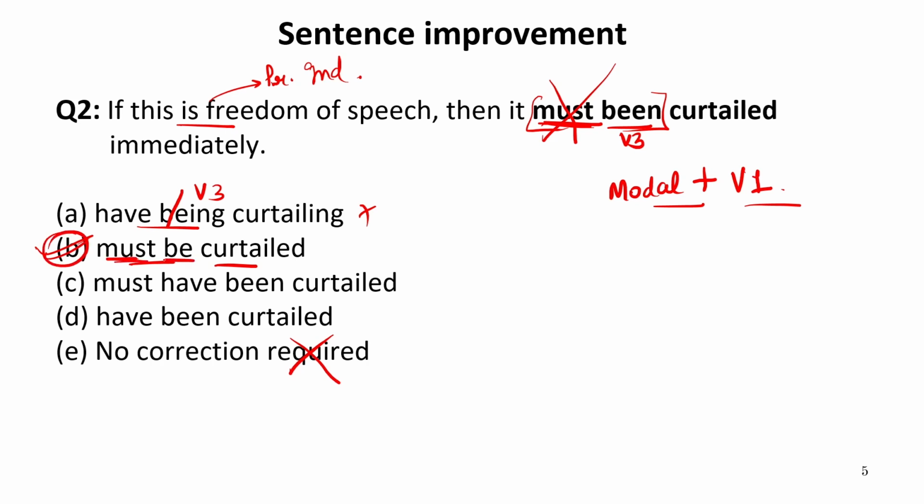After must we have be form, that is the first form of be, and then curtailed, that is the verb third form. Now have been curtailed. Then it must have been curtailed. It have been curtailed cannot come because it is a singular subject and a singular subject can only be followed by a singular form of verb. But it is given have. So have is incorrect. If it had been has, we could see it. But this cannot be the answer again. So we have only one option left, that is B, and that is the correct answer as well. So our answer is B.